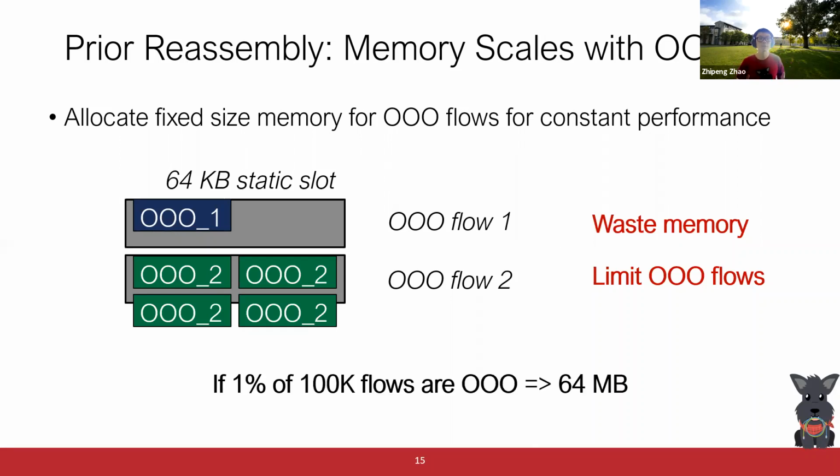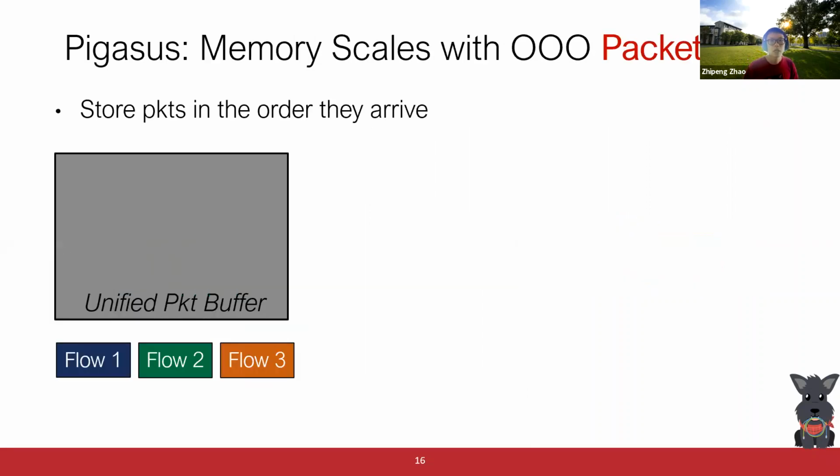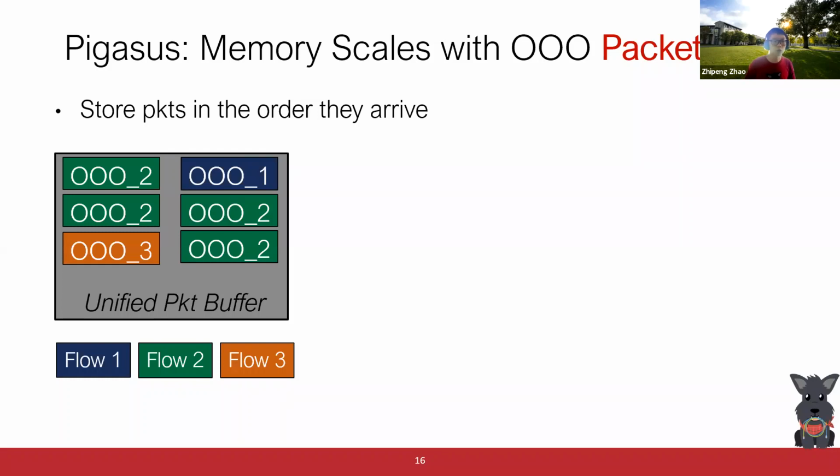And if 1% of 100K flows are out of order, which is a typical number, then we will need 64 megabytes of on-chip memory to store these packets. And Pigasus uses a different approach. In our approach, the memory scales with the number of out-of-order packets instead of flows. In order to achieve that, we store the packets in the order they arrive. So basically, the packets from different flows share the same big unified packet buffer.